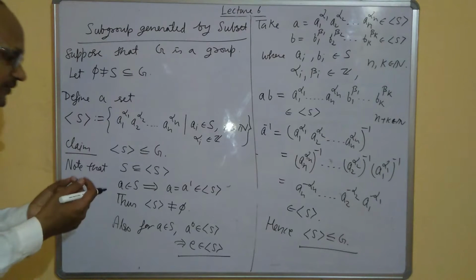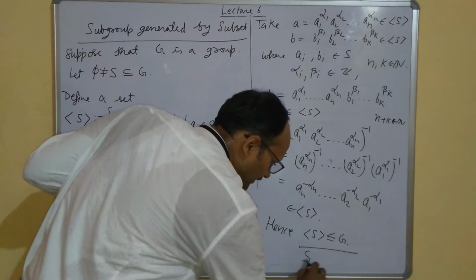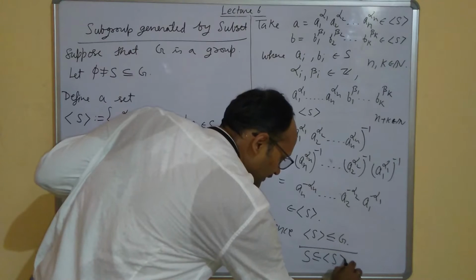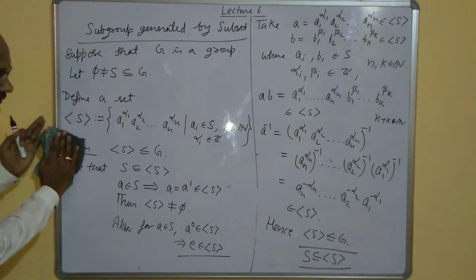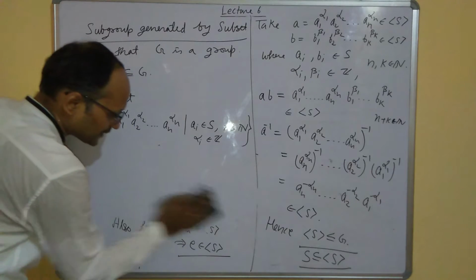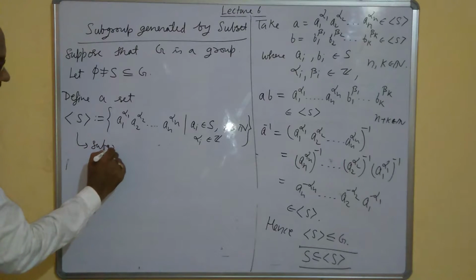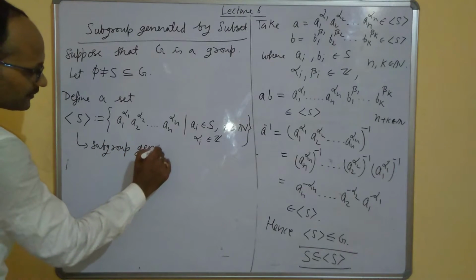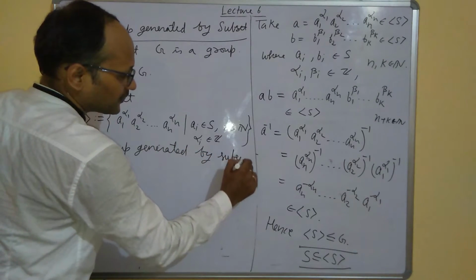Now there is one more thing in this subgroup, and the special thing with this subgroup is that S is contained in it. This subgroup is called the subgroup generated by the subset S.